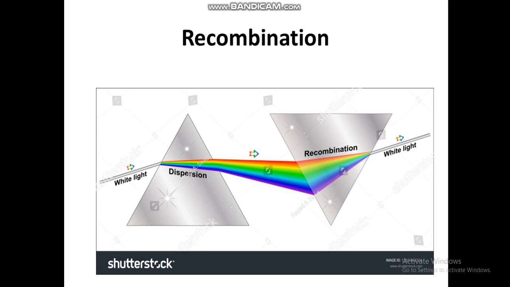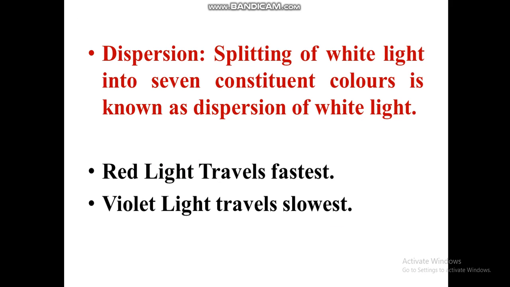About wavelength and spectrum, you will get a detailed chapter in your higher classes, in class 12, and there you will start learning about those in detail. Here you are given a very small introduction to dispersion. Dispersion means splitting of white light into 7 constituent colors is known as dispersion of white light.